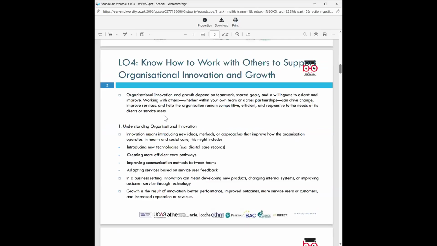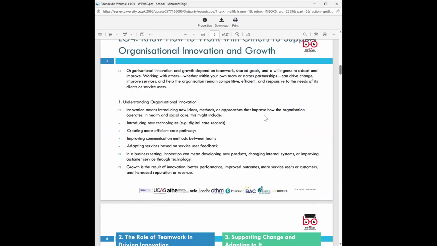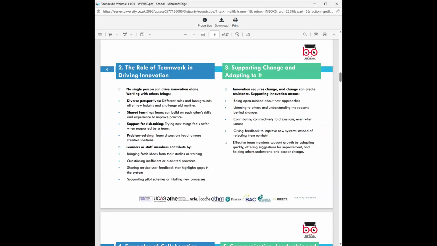So how to work with others to support organizational innovation. Here we'd look at understanding organizational innovation: introducing new ideas, new methods, improving how the organization operates, introducing new technologies, creating more communication between teams, adapting services. So the role of teamwork in driving innovation.